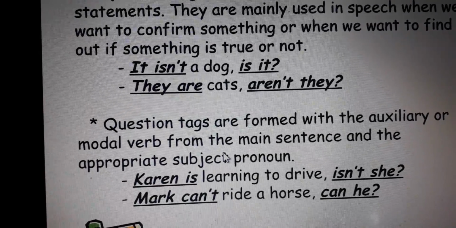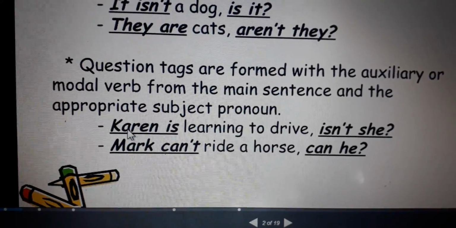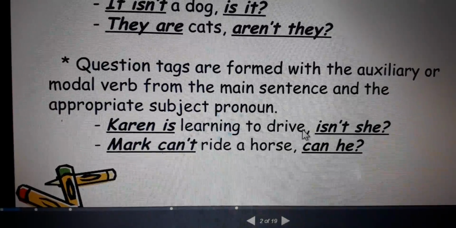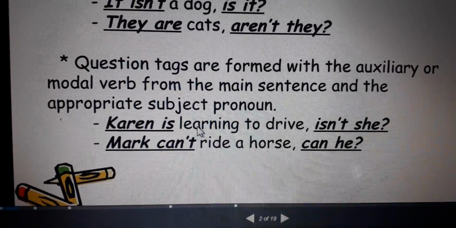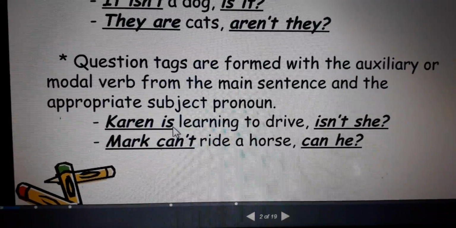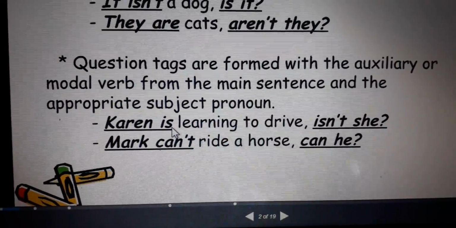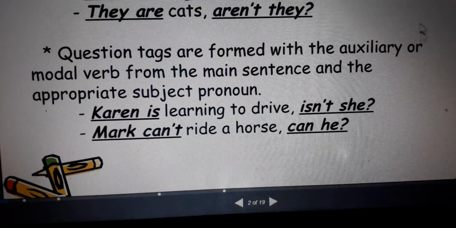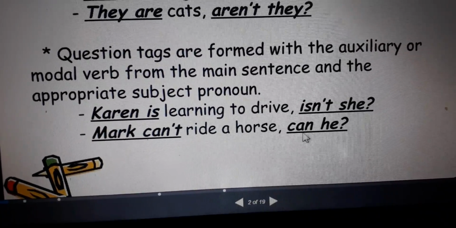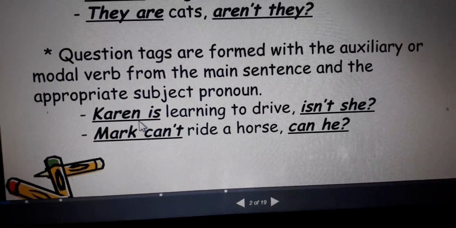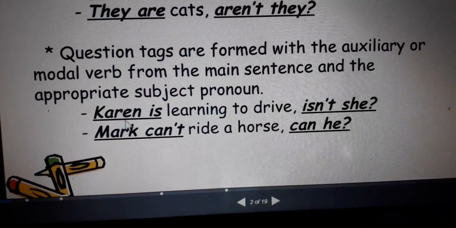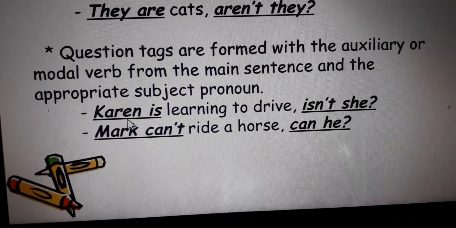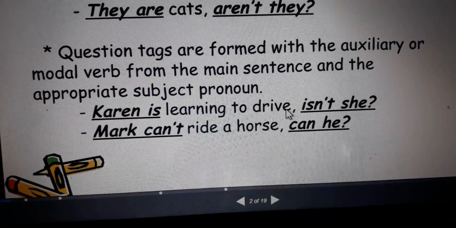See here, now let's take the third example. Karen is learning to drive. Now we are going to take the help of the helping verb. Is is the helping verb here. So we are going to use is. Is will be written as isn't. Sorry, it's Karen, I pronounced it as Karan. It's Karen. Karen is learning to drive.